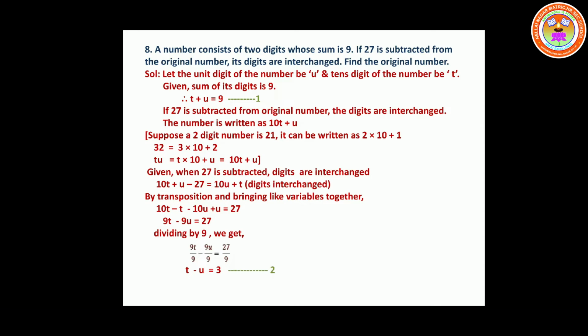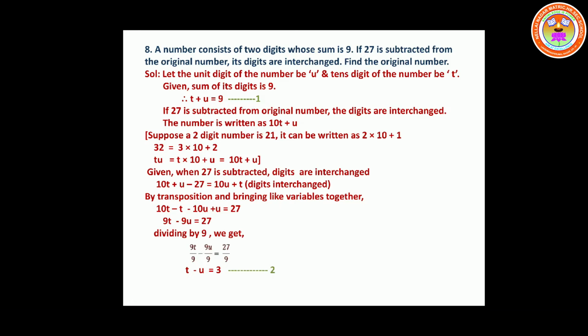So first we are going to form the equation using the given clue. Since there are 2 digits, we are going to take the ones digit or the unit digit and tens digit. So let the unit digit of the number be u and tens digit of the number be t. A number consists of 2 digits, so a unit digit and a tens digit. So we are taking unit digit as u and tens digit as t.